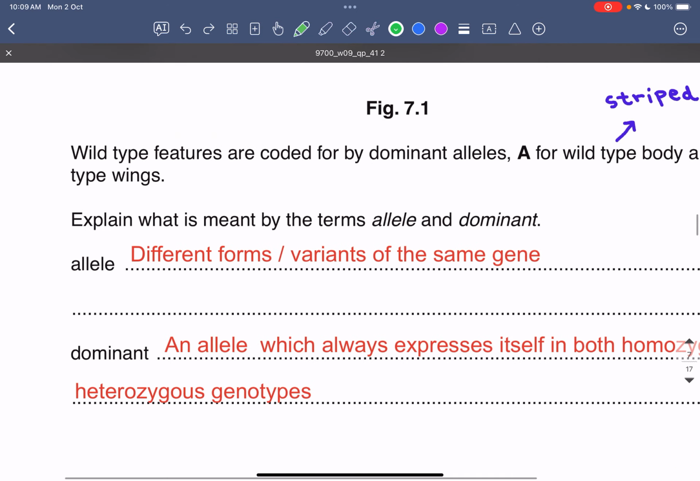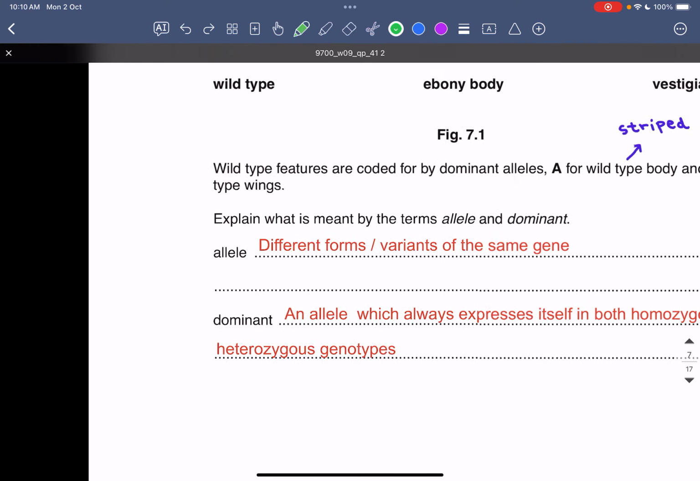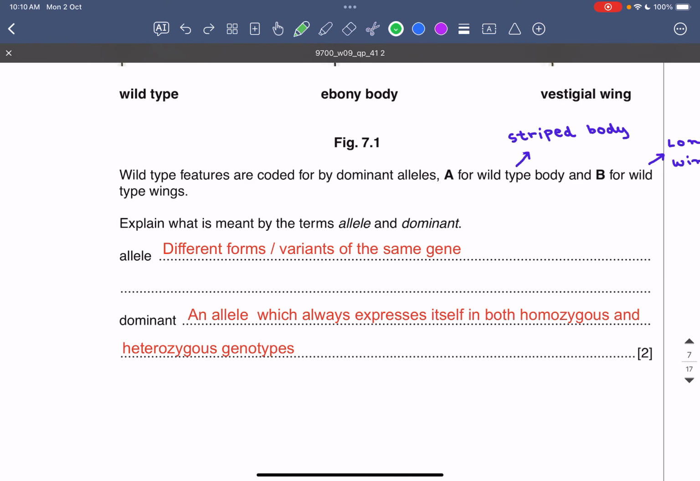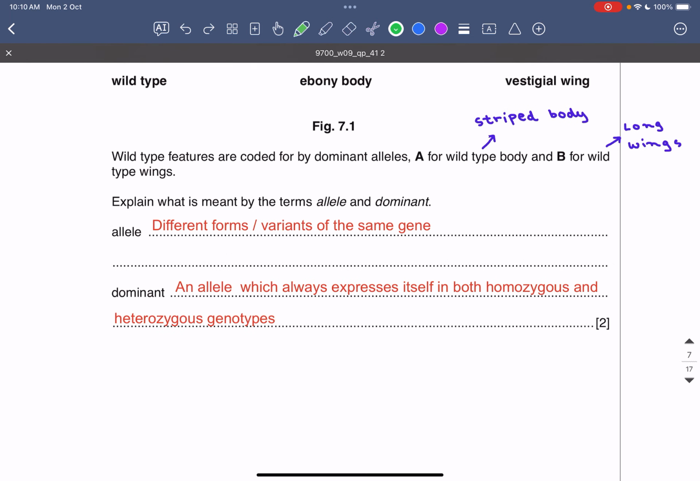Explain what is meant by the terms allele and dominant. So alleles are different forms or different variants of the same gene. And a dominant allele is a type of allele which always expresses itself in both homozygous and heterozygous genotypes.